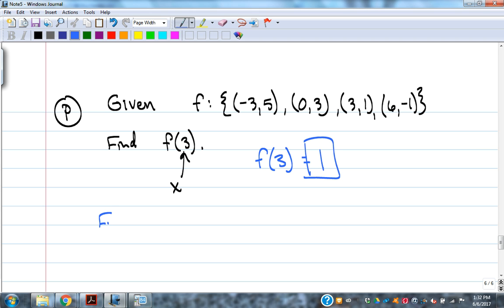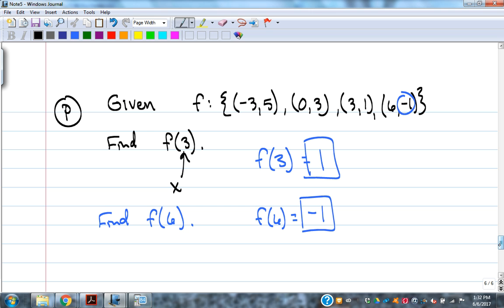If we've asked for f of 6, what would be f of 6 out of that same function? Find 6. It'd be -1. That's right. Good job. Okay.